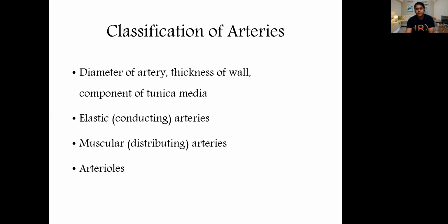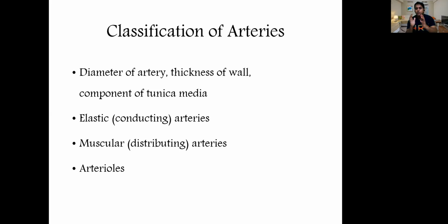Okay, now let us classify the arteries. Arteries are classified based on the diameter of the artery, the thickness of the wall, and the component of tunica media. When I say the diameter of the artery, I may say large, medium, and small. So the artery may be named as a large sized artery, medium sized artery, or small sized artery.